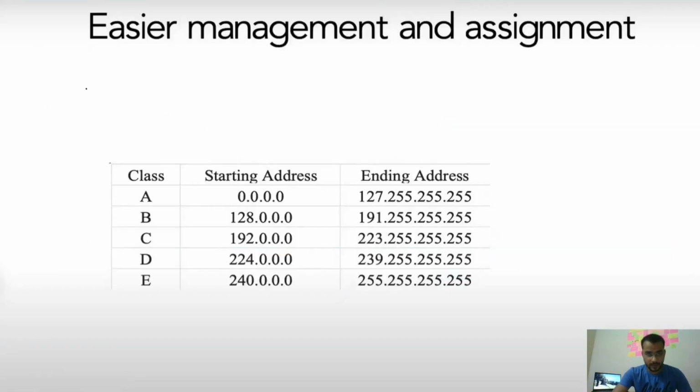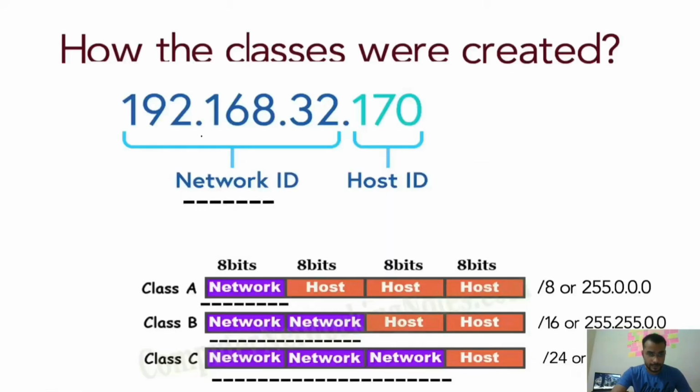Now let's see that IP addresses are divided into multiple classes. Here you can see class A, B, C, D, E, and class A lies between 0 to 127, similarly class B is 128 to 191, and so on. Now let's see how the classes were created. Basically, an address is divided into two parts, network and host. In class A, the network part is 8 bits and the host part is the remaining 24 bits. An IP address is of 32 bits, as you can see. Like this, 16 bits are network and 16 for host, and here 24 for network and 8 for host.